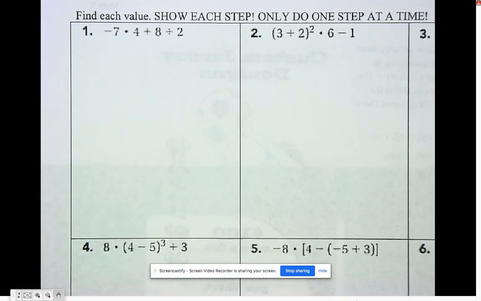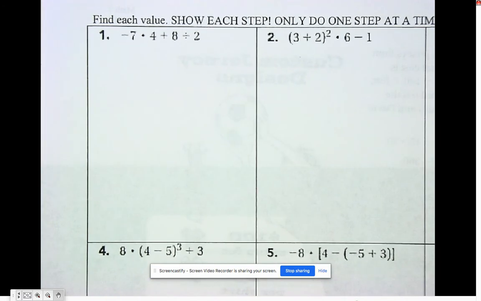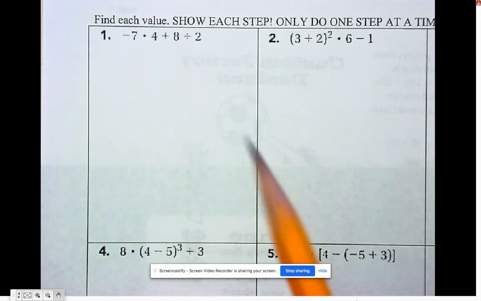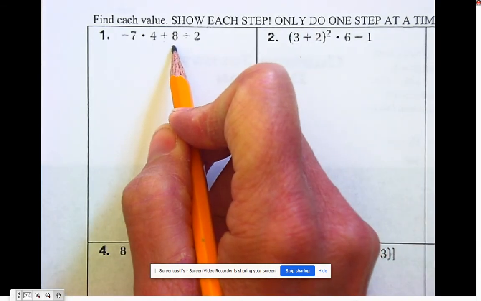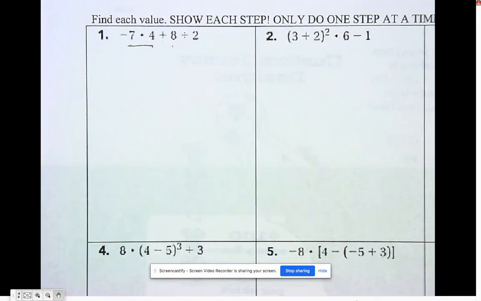All right, I want you to go ahead and try and work through number 1. Okay, doing one step at a time. What did you get? Okay, now I'm going to work it through. I've got a multiplication, an addition, a division. I'm going to do the division, multiplication first. Okay, remember it's whatever comes first, left to right.